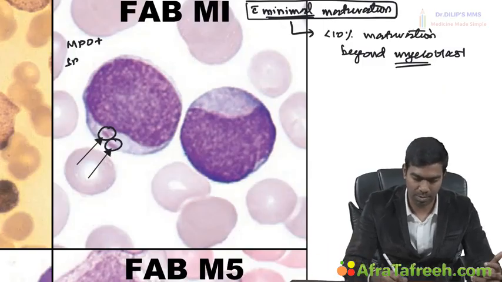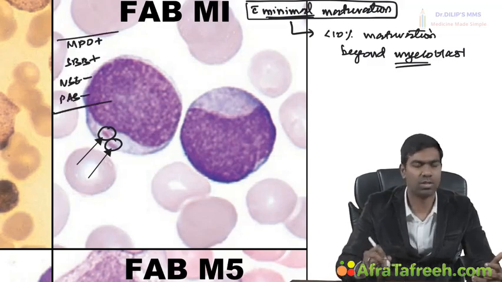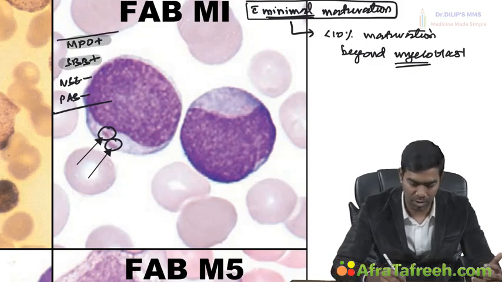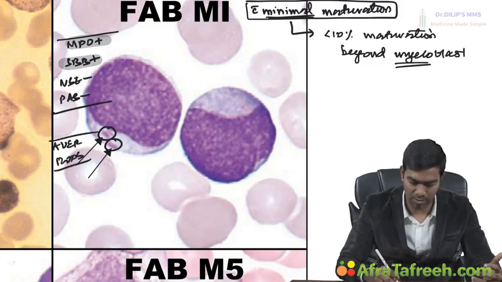Clear? So MPO positive, Sudan black positive, non-specific esterase negative, and PAS negative. You can see this minimal oil rods in a few blasts, which means oil rods will be seen in approximately 50% of the blasts. Almost half of the blasts show oil rods. That's why I have shown only two blasts here: one is showing oil rods, one is not, which is equivalent to 50%. Just to make you understand.